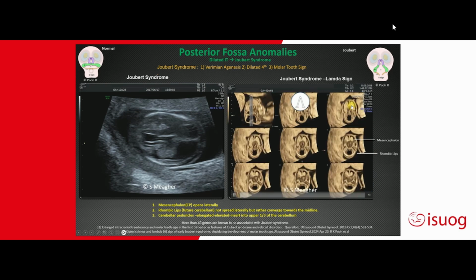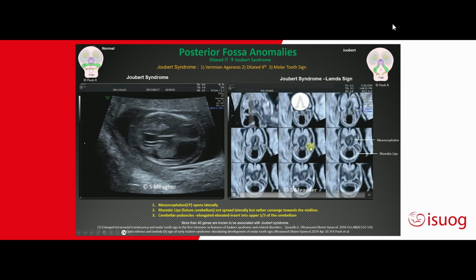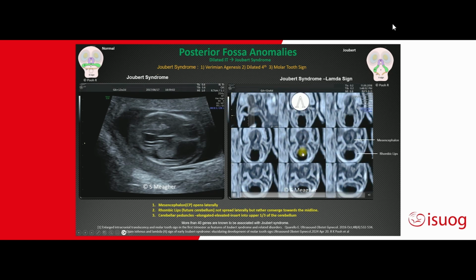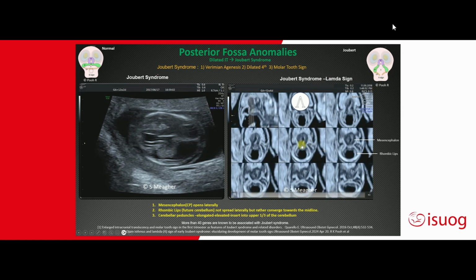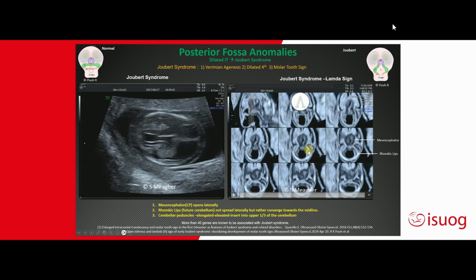So as you look here, the two key things you're looking for are the communication of the aqueductus sylvius and the cerebral fourth ventricle. But you see this downward displacement here of the rhombic lips. They should be in a transverse position like this schematic up here. But instead you get collapse of the rhombic lips towards the midline, as demonstrated in this 3D image of a fetus at 12 weeks and 4 days of gestation, Joubert syndrome.